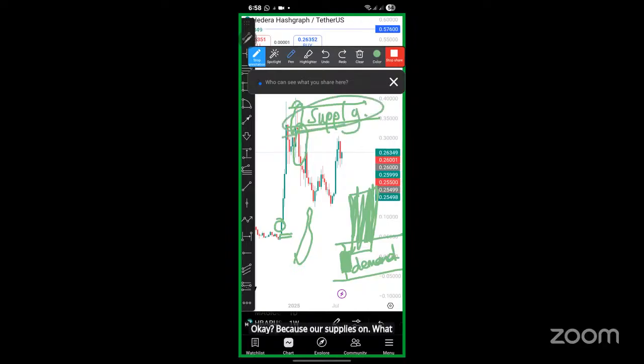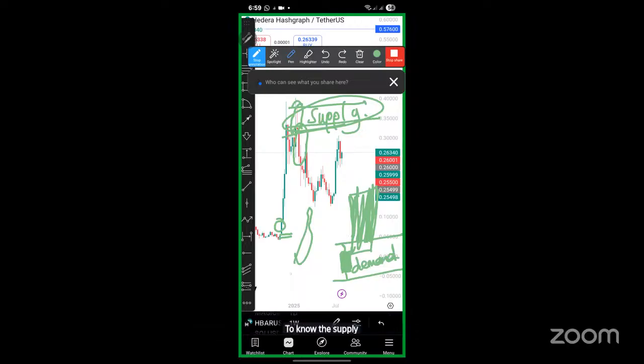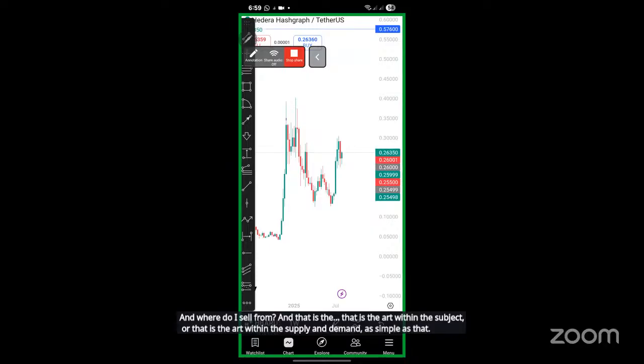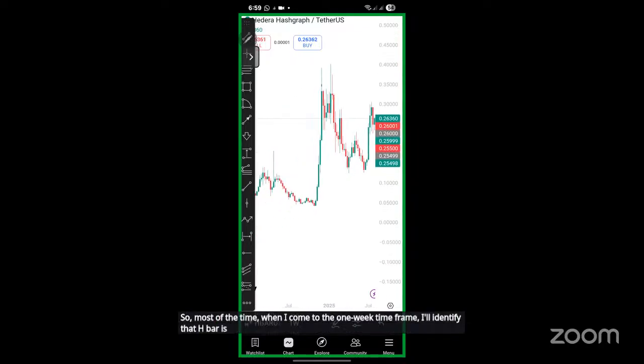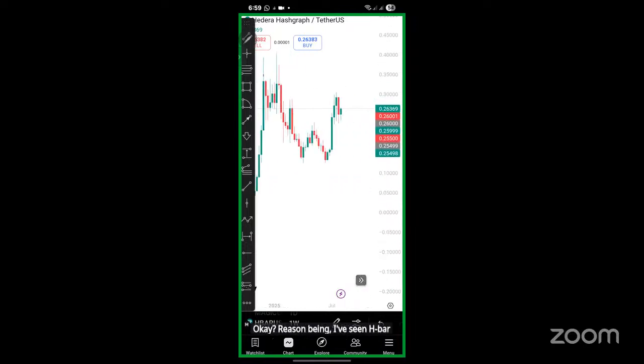What is the importance of the supply and the demand zone? To know the supply and the demand zone will always help you as a trader to know where do I buy from and where do I sell from. That is the art within supply and demand, as simple as that. So most of the time, when I come to the 1 week time frame, I identify that H bar is on an upward trend, reason being, I've seen H bar making higher highs and higher lows.